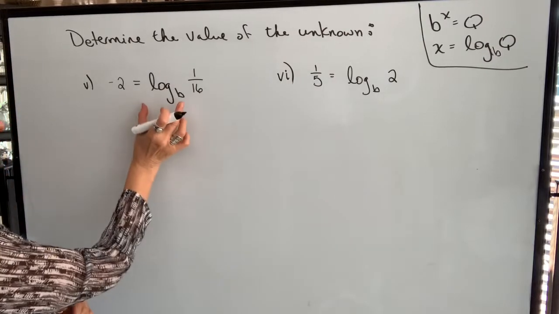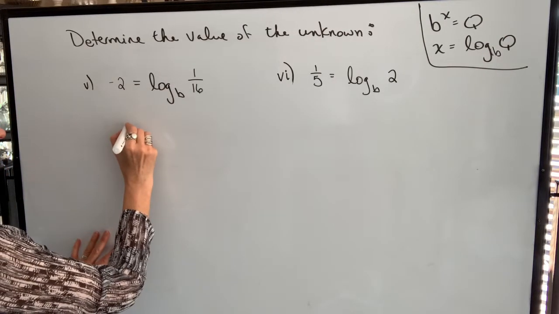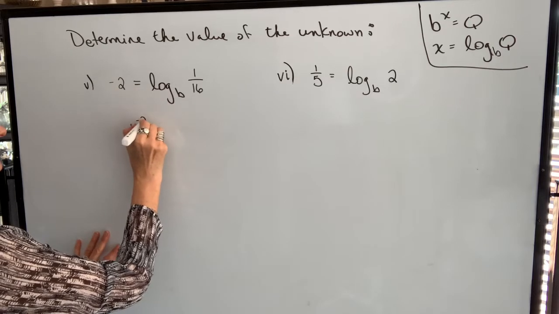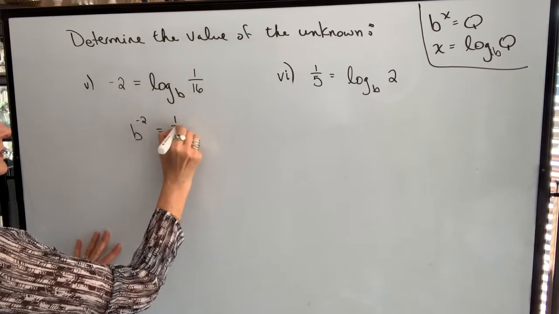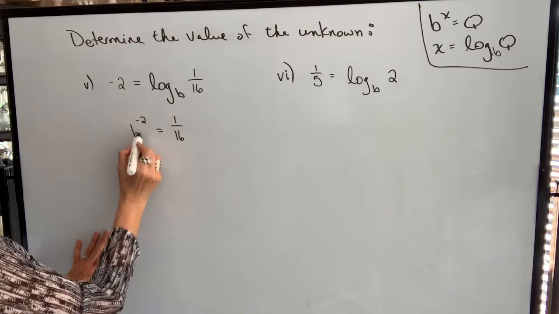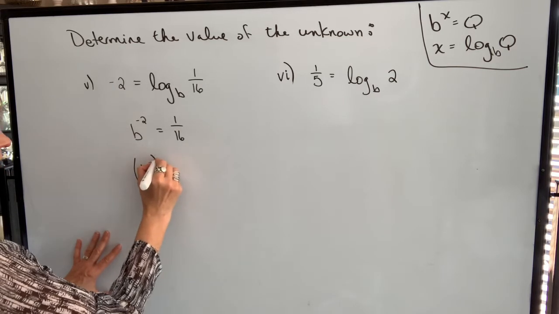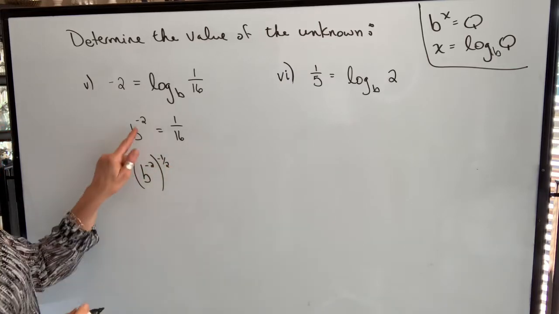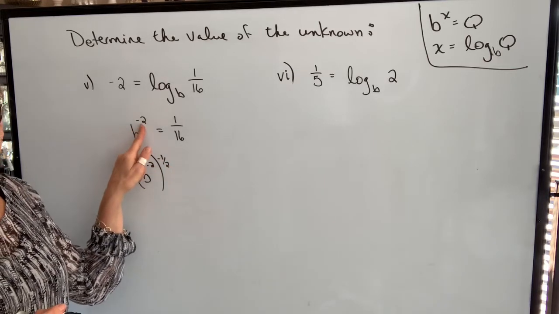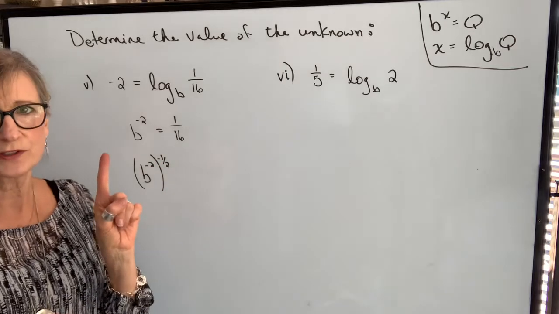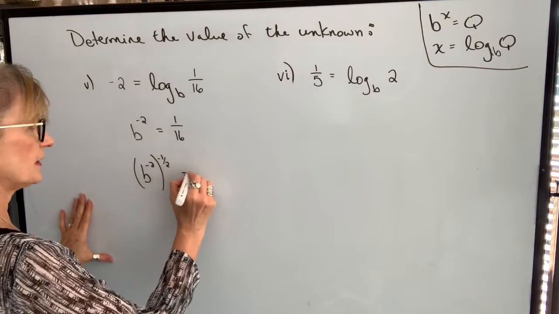Okay, our next example, again, we're going to go to exponential notation. So b is the base to the power of -2 equals the quantity of 1/16. So what I'm going to do here is raise this to the power of -1/2. So you raise it to the power of the reciprocal of this exponent, so that when you multiply those two things, you get an exponent of 1. We do the same thing to the other side.